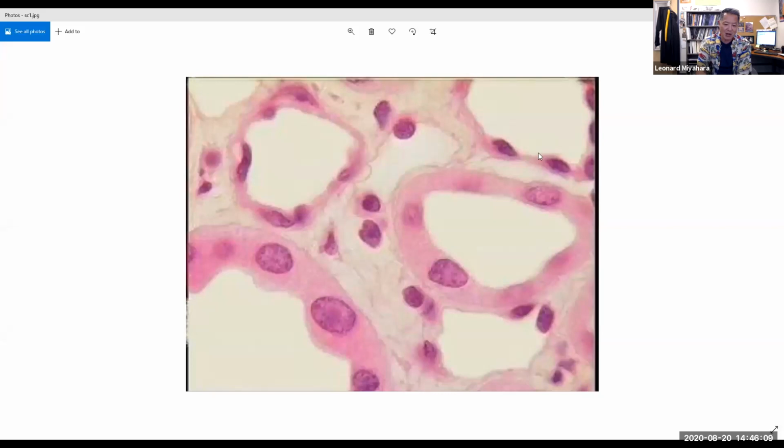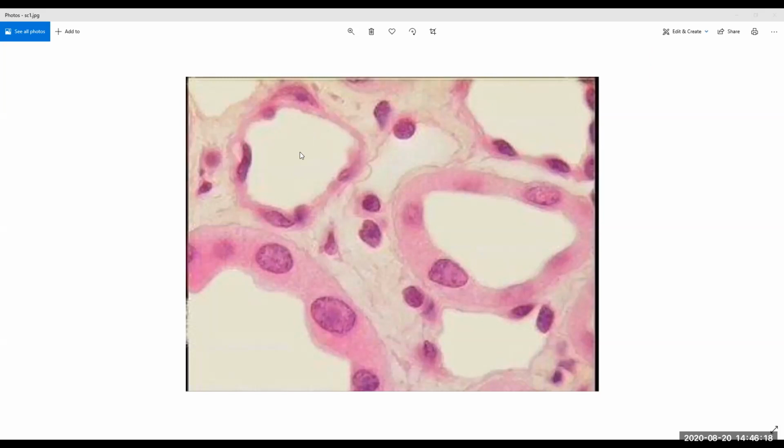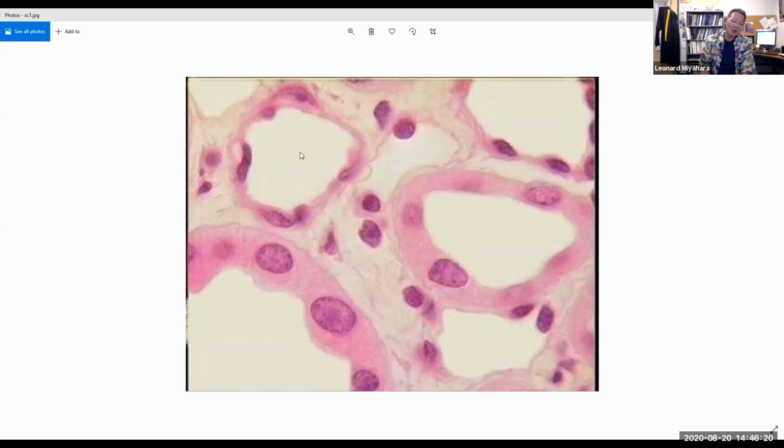Are these as tall as they are wide, or are they flat? Look at that one. Flat. This is simple squamous. This is also showing, this is from a kidney, that kidney tubules that are simple squamous run right next to simple cuboidal epithelial tubules. So this is simple cuboidal epithelial tissue. This is simple squamous epithelial tissue.